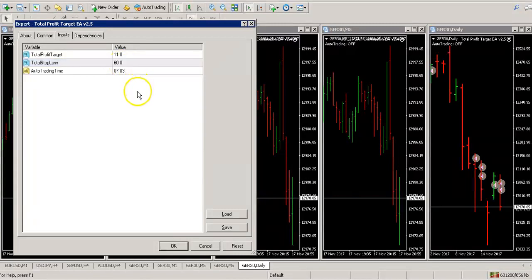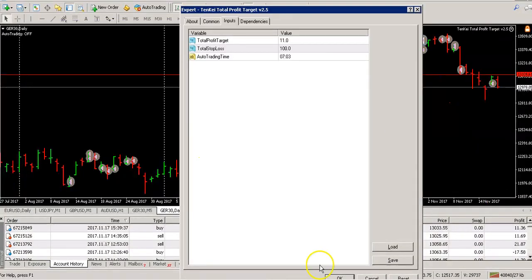So if I lose 4 trades at 15 points per stop, I end up losing 60. Okay? So I've just left it here for myself at 100 because it never really goes to 100. But that's what that means. The total stop loss. Now let's jump back to this one over here.